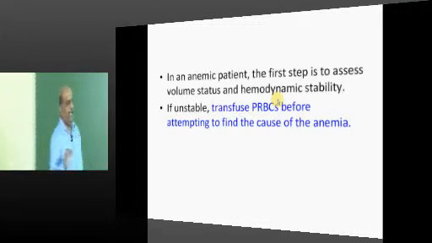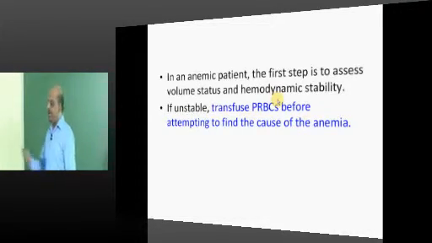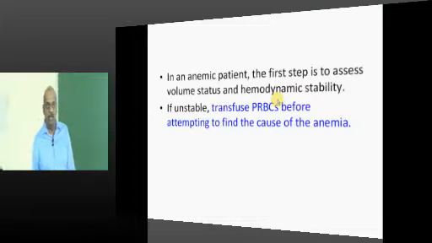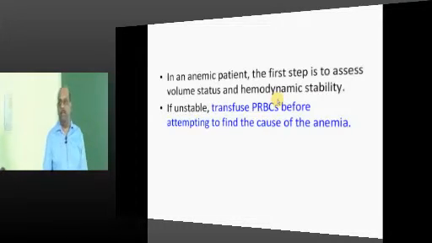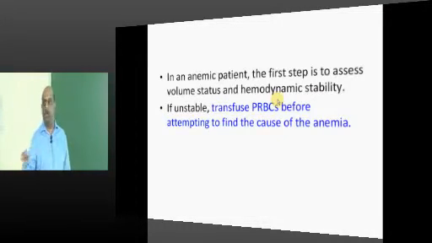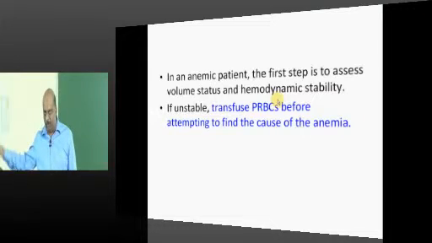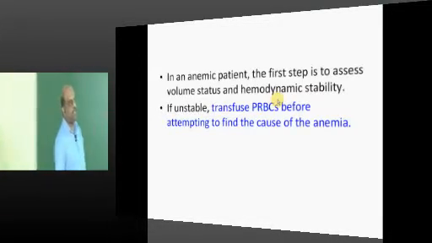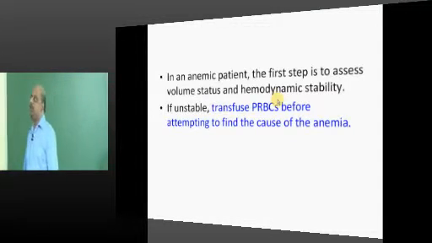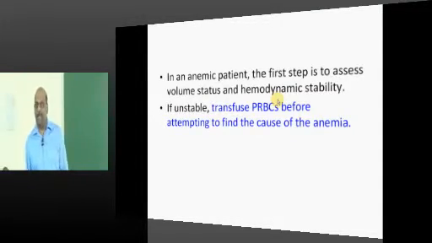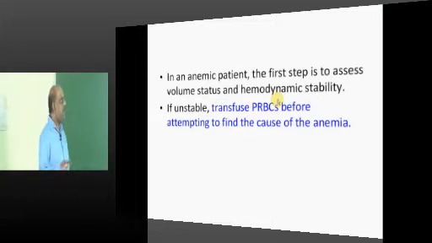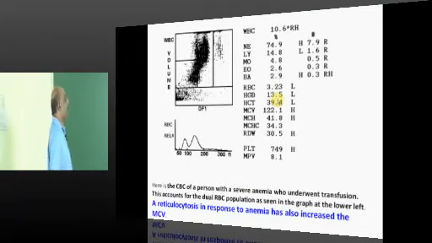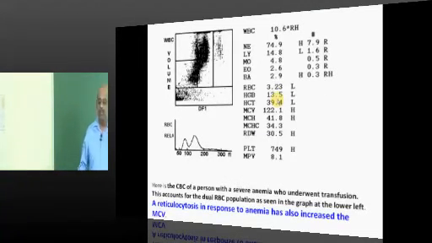Always, whenever you have an anemic patient, whether in an obstetrics ward or a general medicine ward, the first thing you need to do is look at his volume status to check whether any hemorrhage is responsible, and look for hemodynamic instability. If his BP is low, if he is suffering tachycardia, the first thing is to transfuse packed RBCs, which is considered to be the most important part of the management.